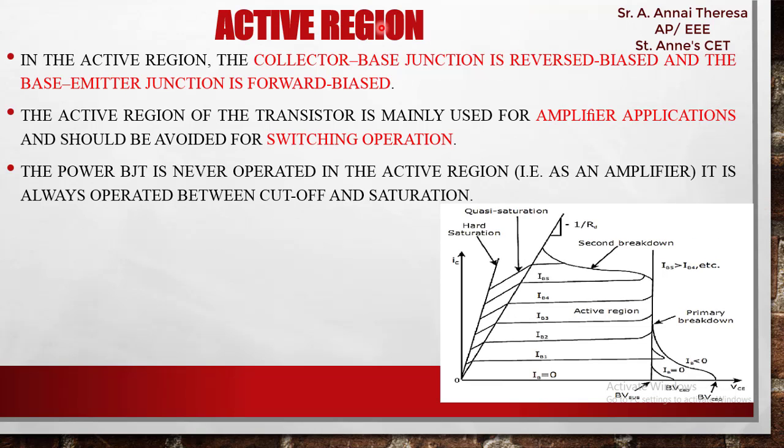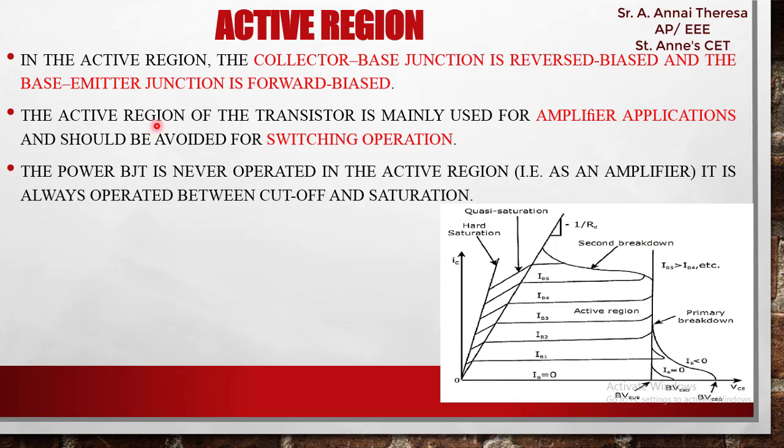Next region is active region. In this active region, the collector base junction is reverse biased and the base emitter junction is forward biased. If the base current IB is increased, then the collector current also increases slightly with an increase in the voltage VCE. The collector current is increasing by increasing the base current.